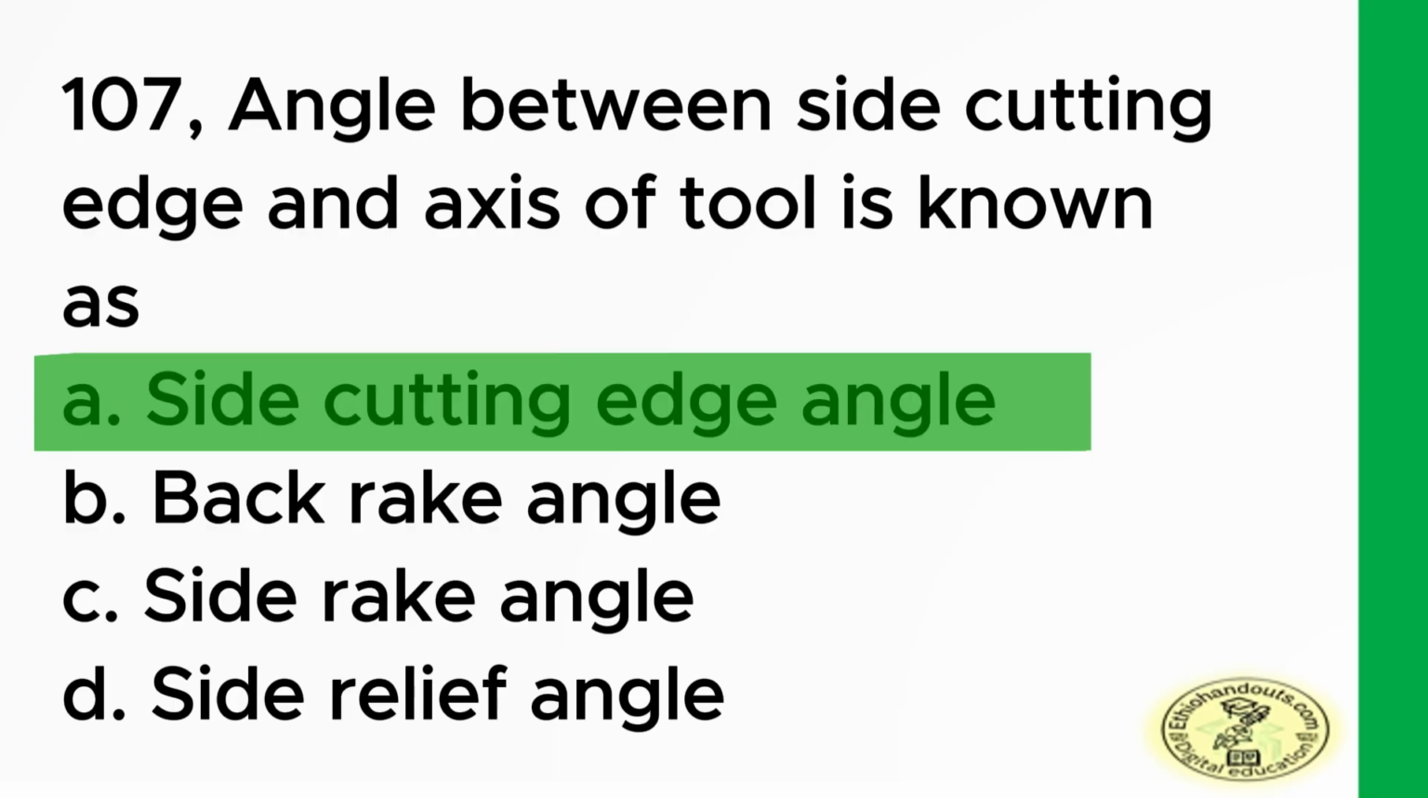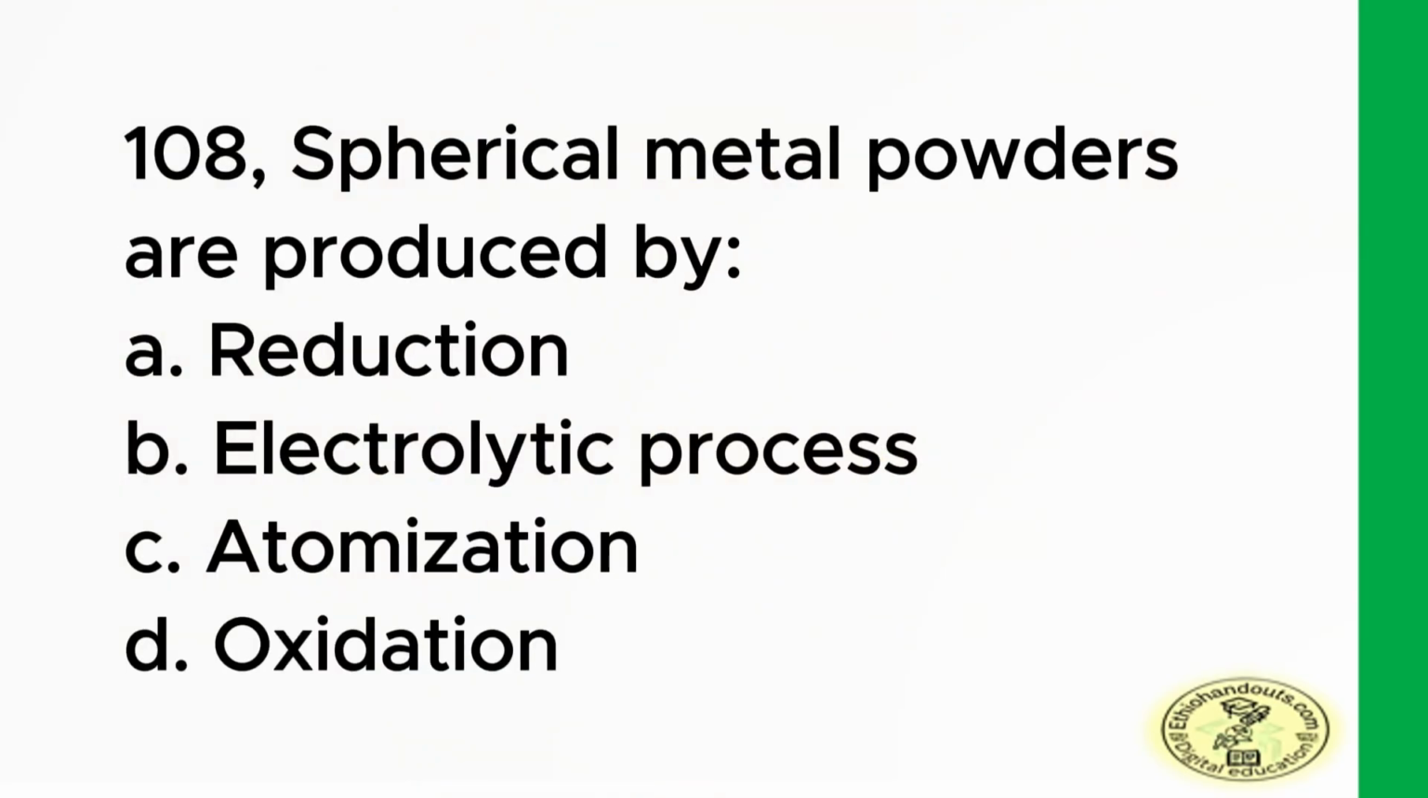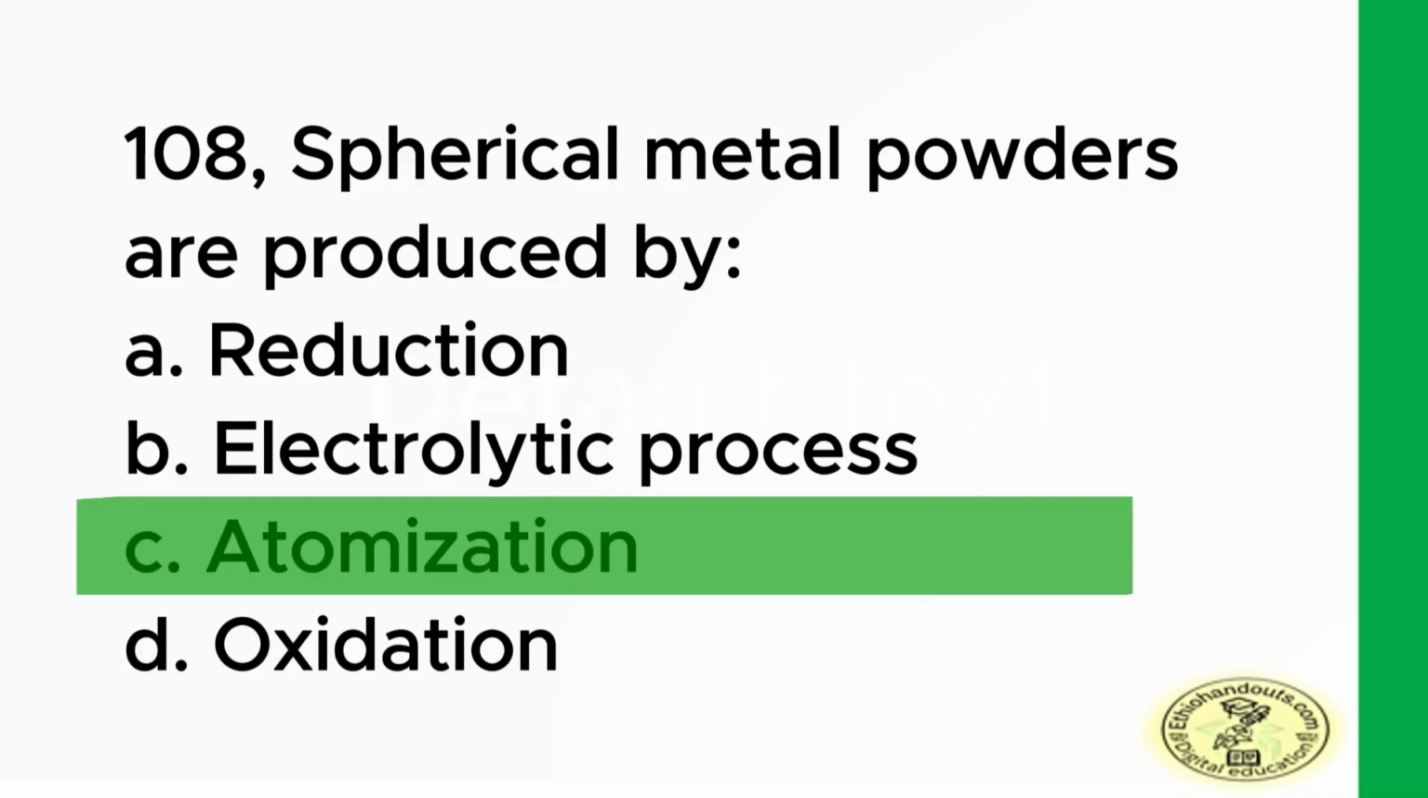Side cutting edge angle. 108. Spherical metal powders are produced by A. Reduction, B. Electrolytic process, C. Atomization, D. Oxidation. The correct answer is C.